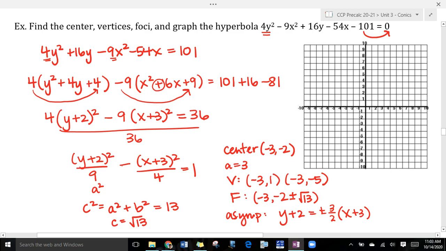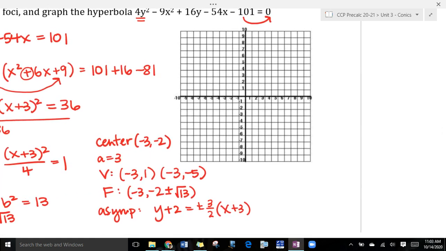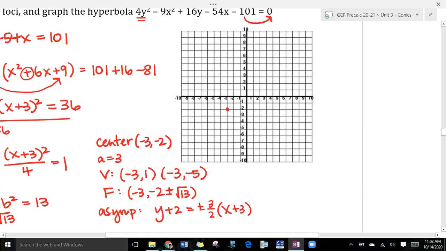Okay, so we have all our pieces, and now all we have to do is graph. So center at -3, -2. Vertices were 3 up from there and 3 down from there. 1, 2, 3. Foci were from the center, the square root of 13 up, and that's almost 4. So 1, 2, 3, almost 4. Those foci should always be located farther out than the vertices should be because the foci are inside those branches.